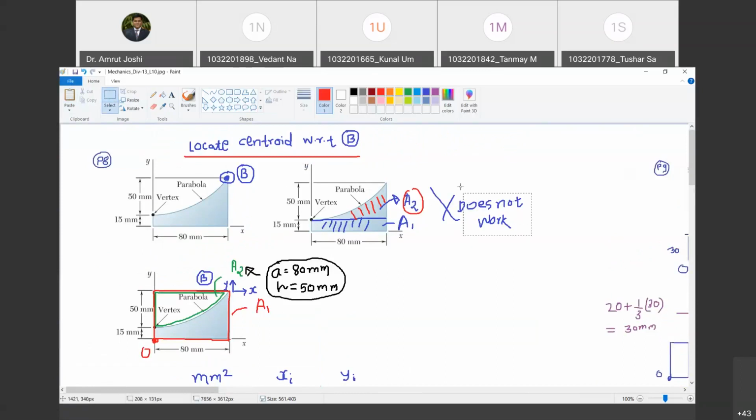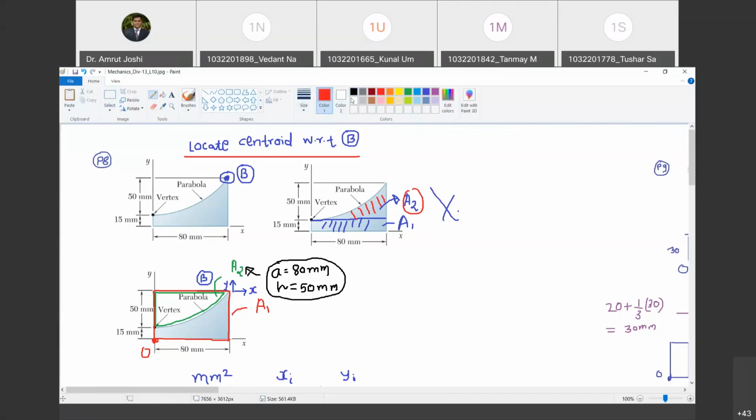Let us not say it doesn't work. Let us say we are not going to choose this method. But in principle, I'm telling you, you can also do that as long as you know the centroid of A2. Are you with me? Yes, sir. Okay, great. And now I have added a twist in this problem. I want you to locate this centroid with reference to B, not with reference to the origin. Are you with me? Yes, sir.